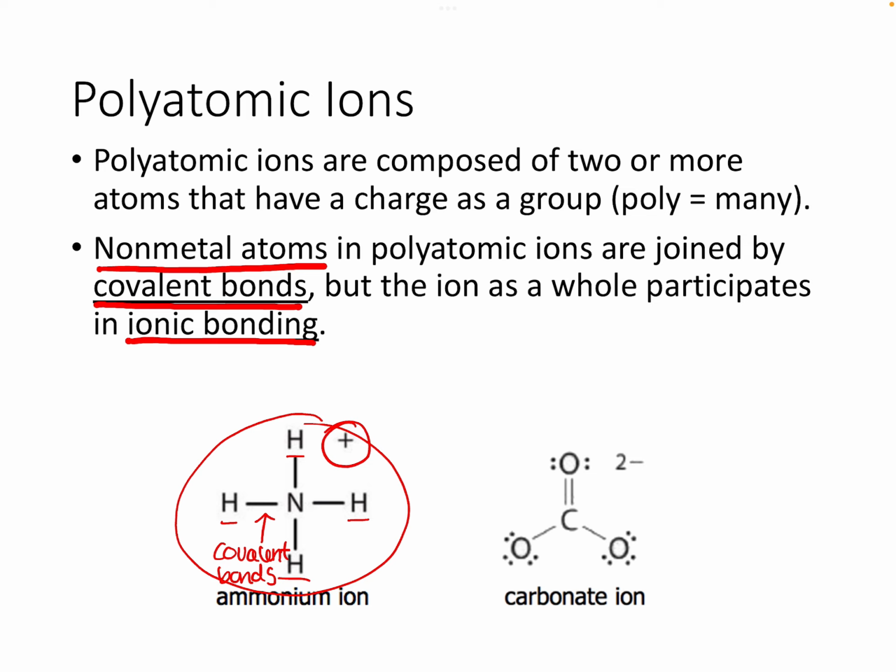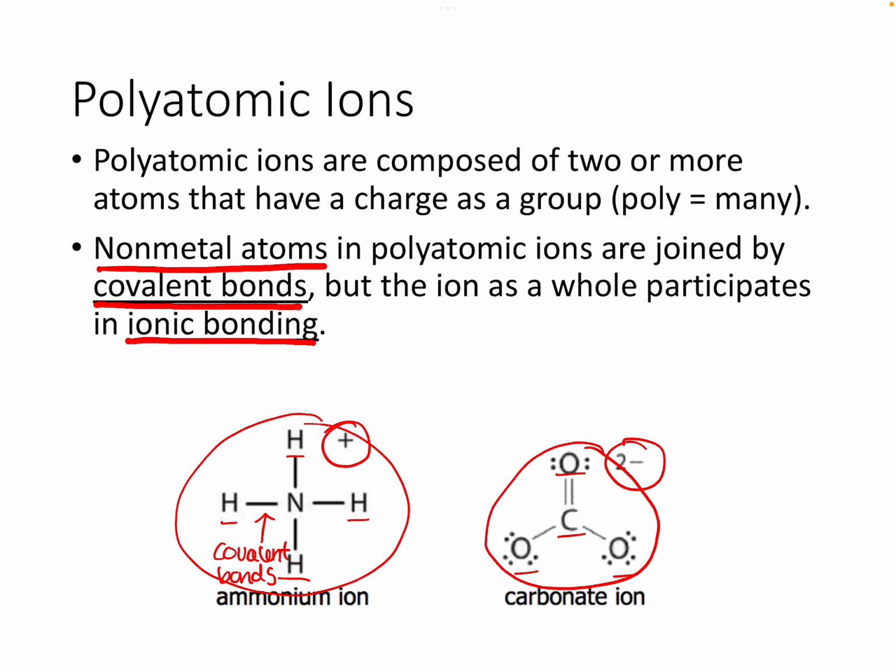And then the carbonate ion, we have carbon and three oxygens. So these are all nonmetals. So they're all participating in covalent bonding. But the entire thing has a -2 charge. So that whole thing is going to participate in ionic bonding with a metal ion, for example. All right, so a little confusing, but hopefully makes more sense now that we know more about covalent bonding and ionic bonding.